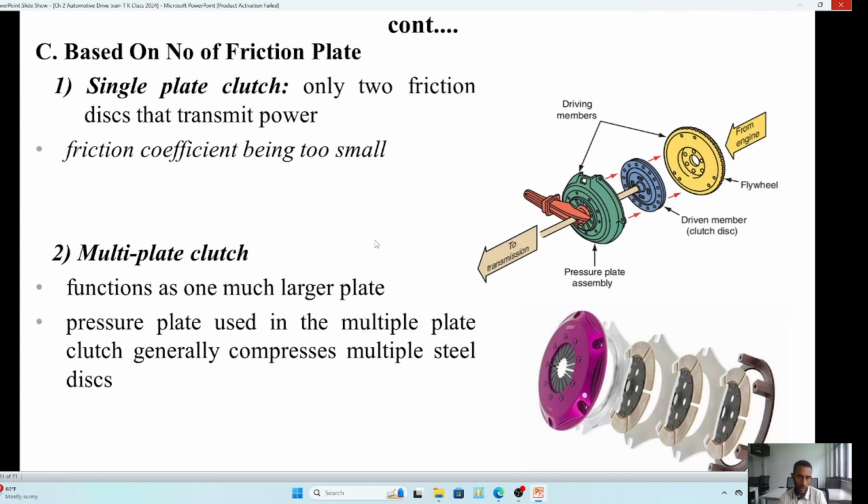Based on the number of frictional plates, we will have single and multiple. That means here it uses a single clutch disc or friction disc. If you observe this part, it uses 1, 2, 3 clutch discs, and it uses some intermediate plates. That means the force transmission ability will be multiplied by 3, because the total frictional surface area will be the summation of all these 3 plates and faces. So that's why they are applicable in heavy duty machinery.